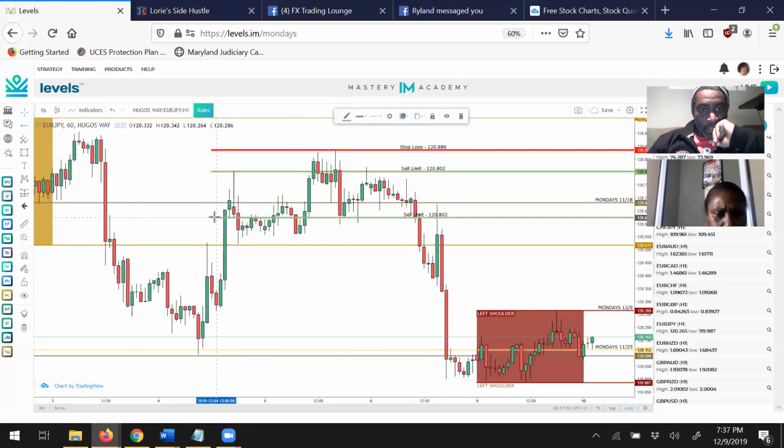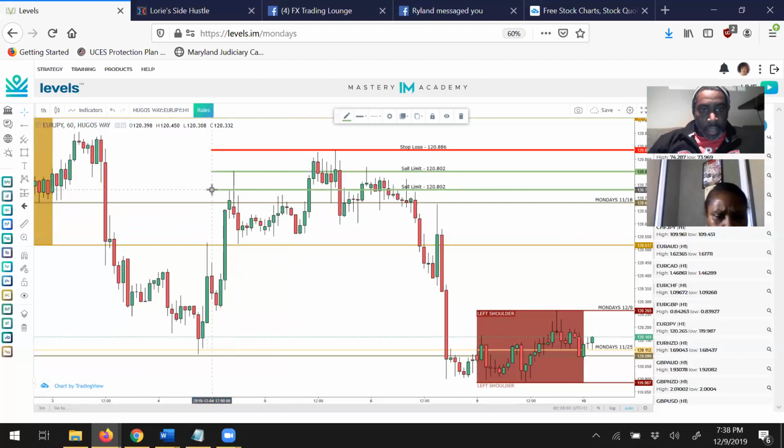So here's the deal with this one. This is all about judgment. With this one here, I probably would have brought this up here. And because the wick is so long? Yeah, because the wick is so long. That's the only reason. So this becomes another sell limit.